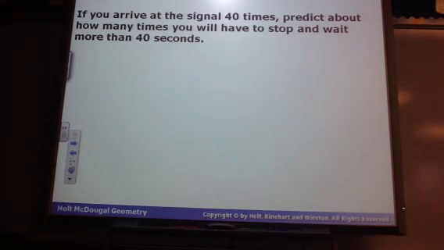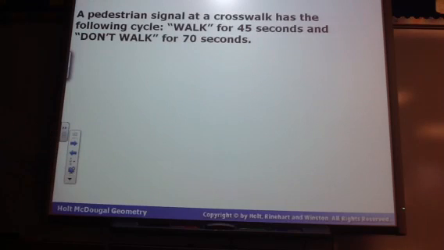Okay, if you arrive at the signal 40 times, predict about how many times you will have to stop and wait more than 40 seconds. And I need to move up one. I think this is your number 4, so let's do this one first. A pedestrian signal at a crosswalk has the following cycle. Walk 45 seconds and don't walk 70 seconds.